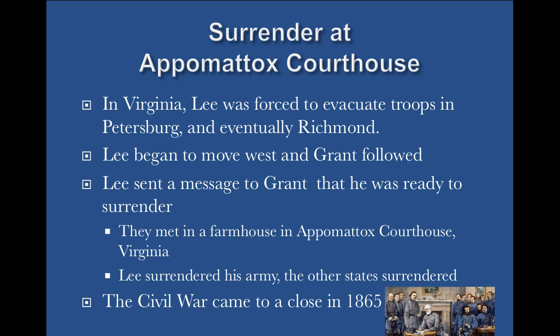As Lee begins to move west, Grant starts to follow him, and Lee starts to realize that he needs to surrender. So Lee sends a message to Grant that he's ready to surrender, and they meet in a farmhouse in Appomattox Courthouse, Virginia, which is a town in Virginia. Lee surrenders his army, and following that all of the other southern states surrender, and the Civil War comes to a close in 1865. And here's a little painting I found of Lee and Grant signing the surrender at Appomattox Courthouse, Virginia, the final event in the Civil War.